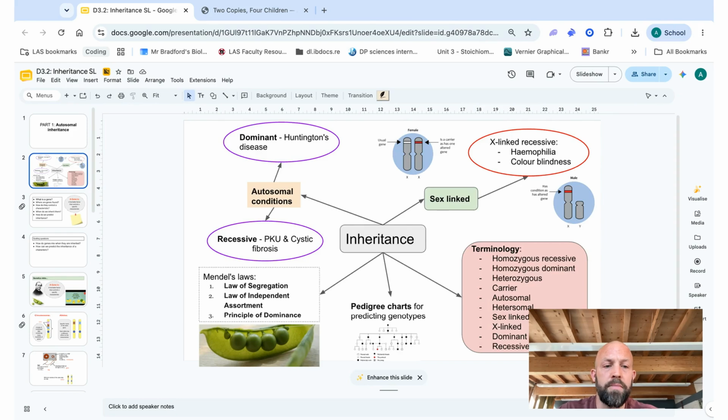Now, here is a nice mind map giving you an overview of everything. And what I'd like to draw our attention to is this idea that we've got all these different terms we need to get our head around. Homozygous recessive, homozygous dominant, heterozygous carrier, autosomal, heterosomal.